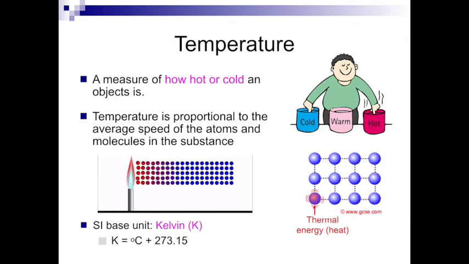How do we measure temperature? It is very common that temperature is measured in degrees Celsius. But the SI unit for temperature is the Kelvin, abbreviated as capital K. When converting degrees Celsius to Kelvin, we simply add 273.15 or just 273 to the Celsius temperature.